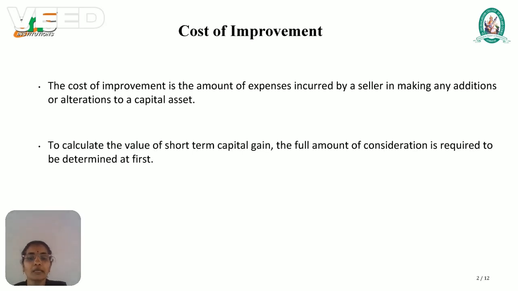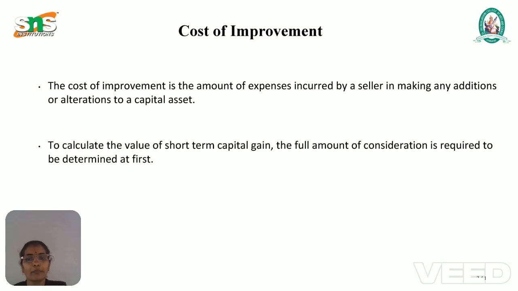Under capital gain, suppose an individual invests money in either a short term or a long term capital asset. A short term capital asset is one that a person holds for less than 36 months. A long term capital asset is one whose holding period is more than 36 months. Based on that, we calculate the capital gain.